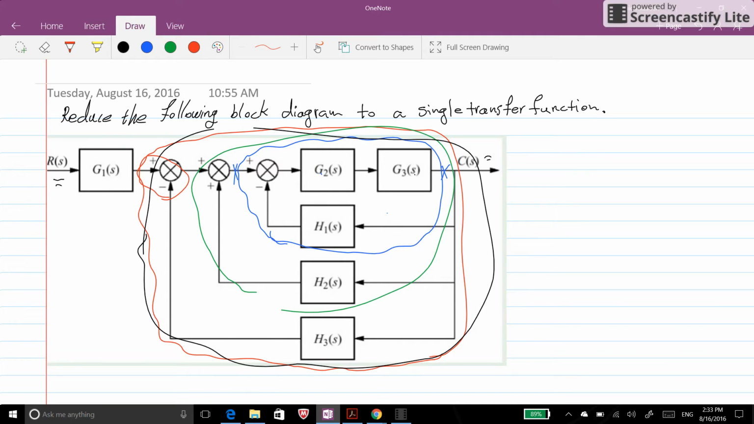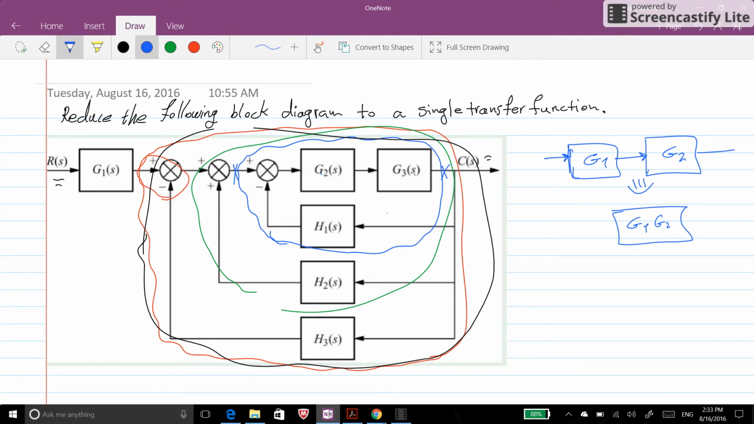So before going forward, I would like to remind you of some of the basic rules that we have here for simplification of the transfer functions. The first one which will be used here is the transfer functions in series with each other. So if we have two transfer functions, G1 and G2, in series with each other, the resulting transfer function will be the multiplication of those two, G1 G2.